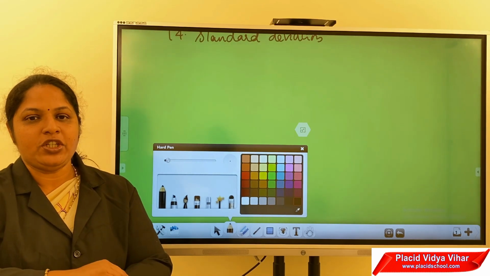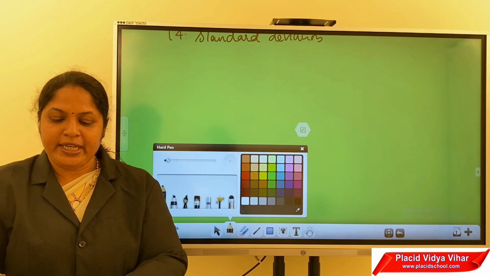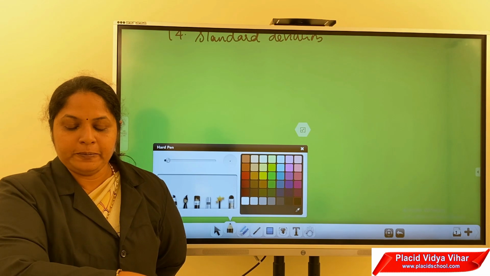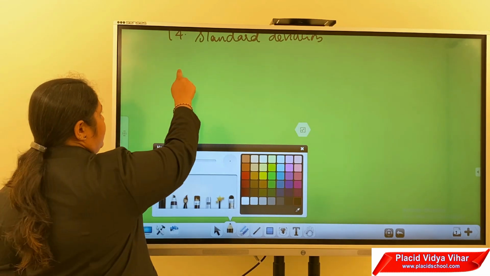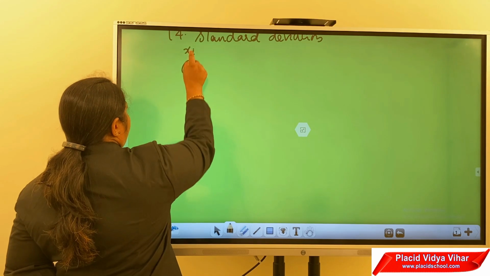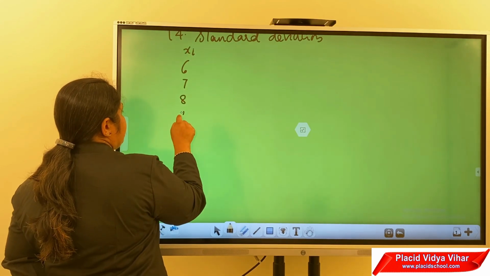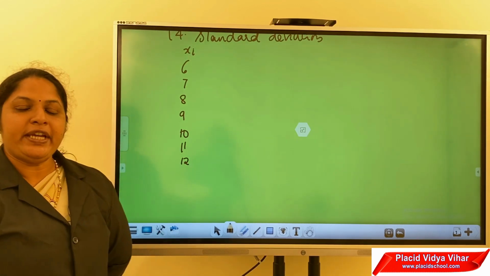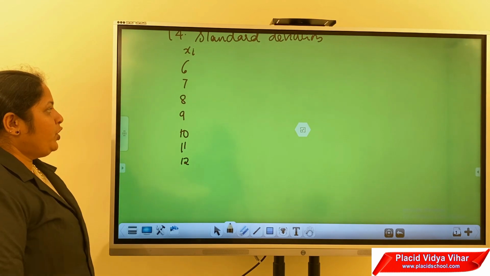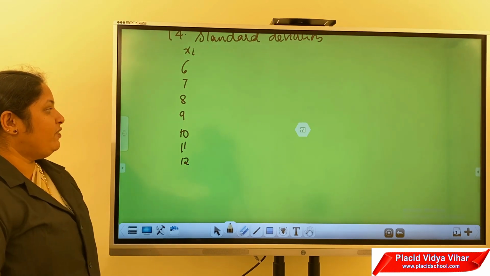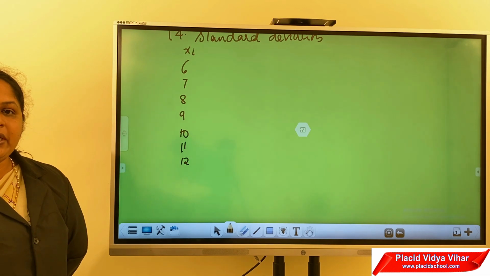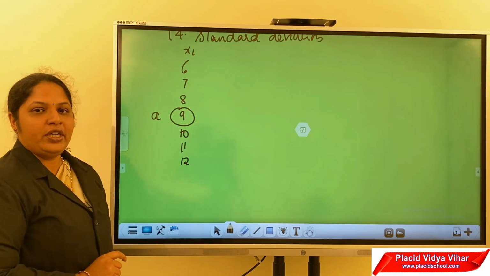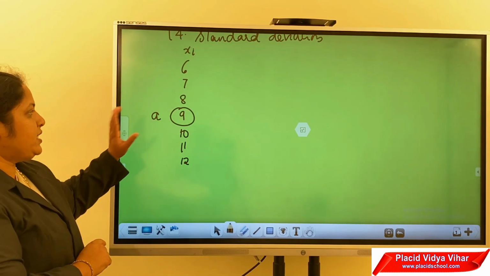You will get the mean deviation of a set of data. For example, let us consider one set of data. That is, if we have the data set xi, let it be 6, 7, 8, 9, 10, 11 and 12. Now, to find mean deviation, what you have to do is find an approximate middle value of this observation. What will be the middle value of this observation? We can consider 9 as the middle value of this set of data and mark it as A.